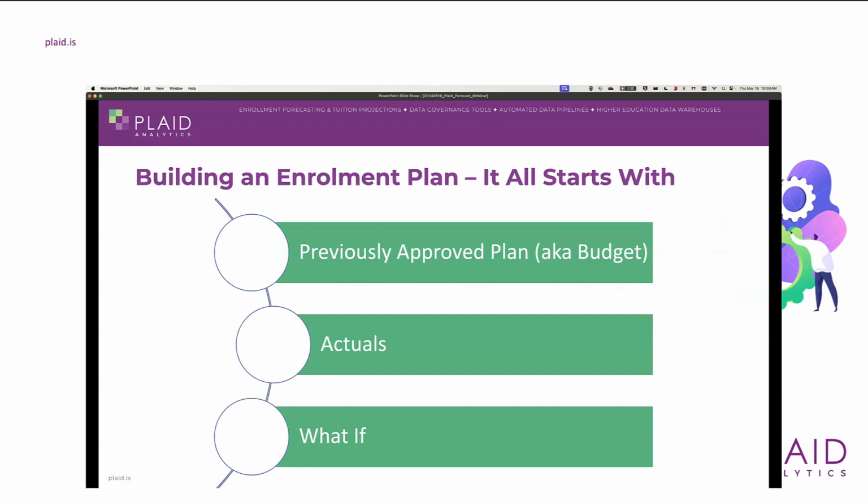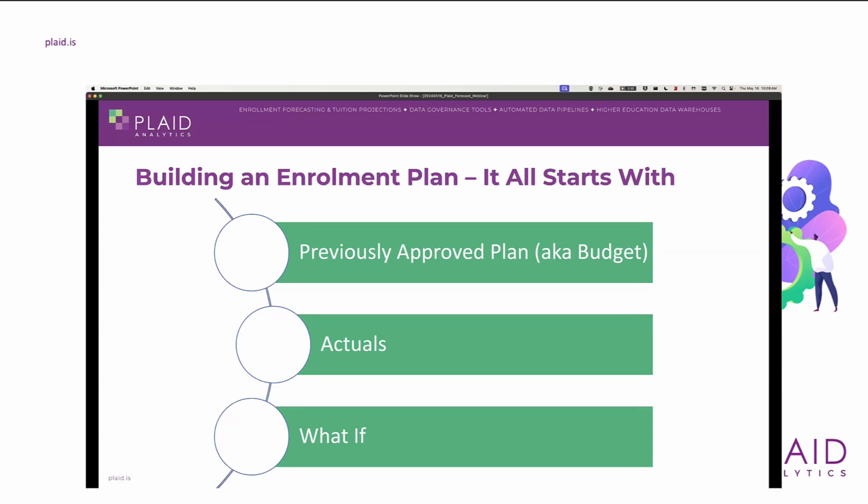The third category is what ifs. So this could take many different forms. It could be, what if we exceed our target? Or what if we fall short of our target? It could take a guess at what the federal government really means by their cutbacks on international enrollments. It could be more advocacy driven.